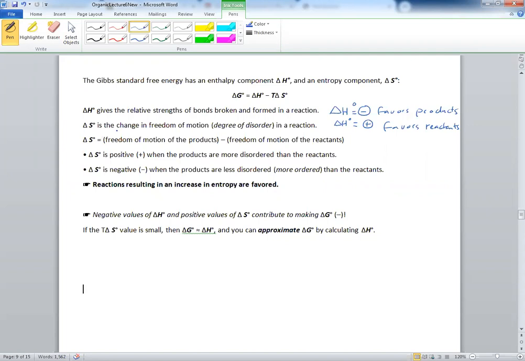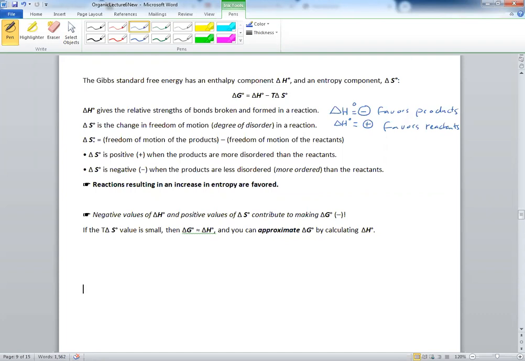Now, delta S is an interesting case here. It's the degree of disorder. It's the change in the freedom of motion in the reaction. So when those molecules you put together in the reaction vessel react, remember, in a solution, they're always in motion. And this motion is important. If you have less motion, you have less likelihood of forming a reaction. Otherwise, how are they going to get near each other, these molecules?